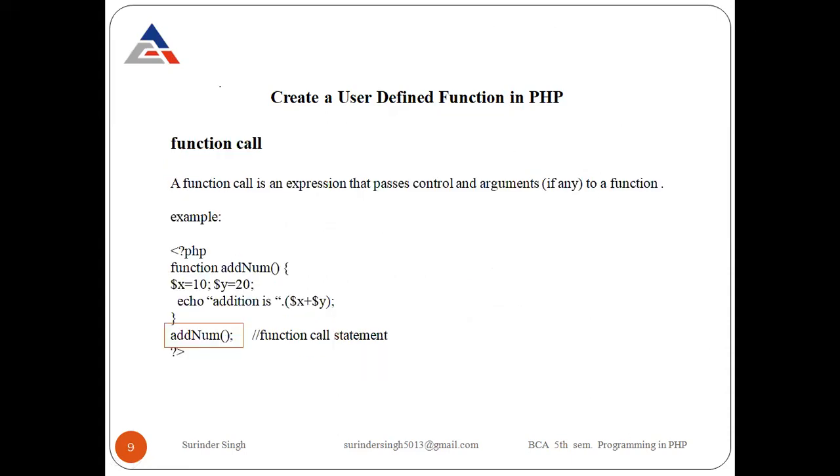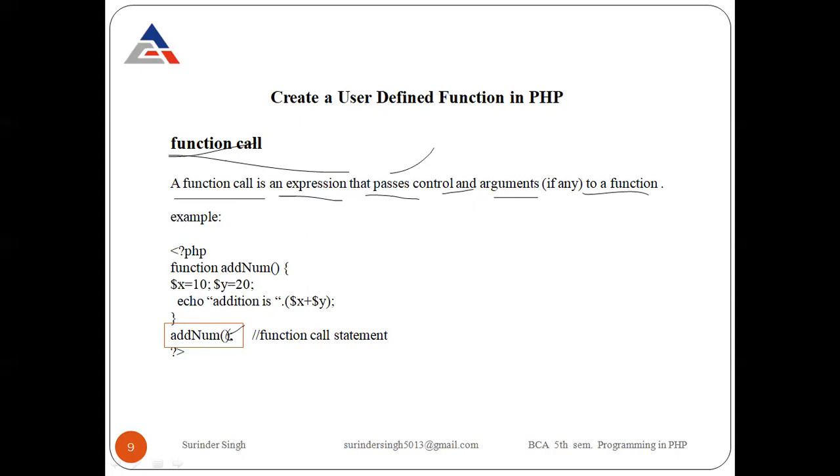Okay, now this is the example. Here I have shown what is function call. A function call is an expression that passes control and arguments, if any, to a function. Clear? Arguments will be defined in these round brackets, if your function is accepting some data, otherwise the parentheses will be empty. Clear? And what does function call do? It passes the control and arguments to a function.